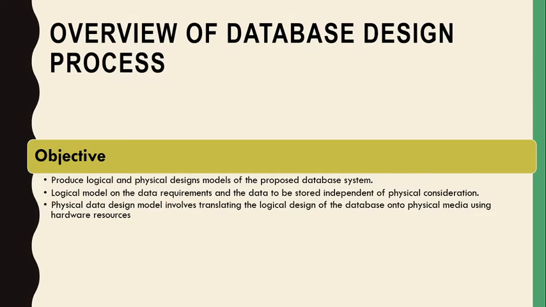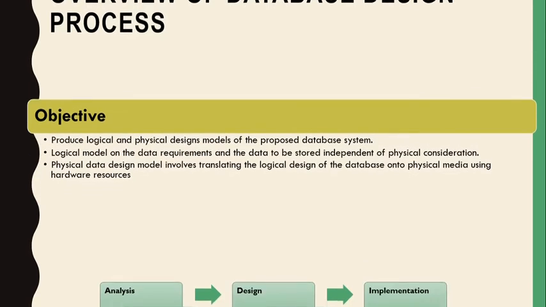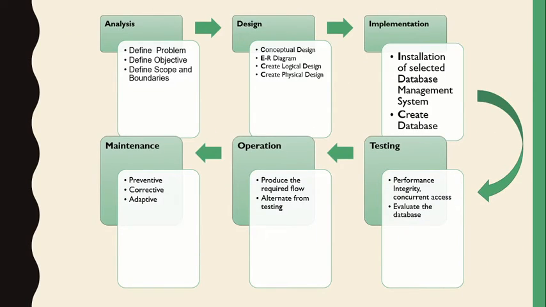The phases of the life cycle of a database design process are given. The first phase is analysis, the second is design, the third is implementation, then testing, operations, and maintenance. The analysis phase defines the problem, meaning why the database management system is required for the particular customer, then the objectives, how the process has to be performed, and what the limitations of a database management system are. All this analysis has to be performed.